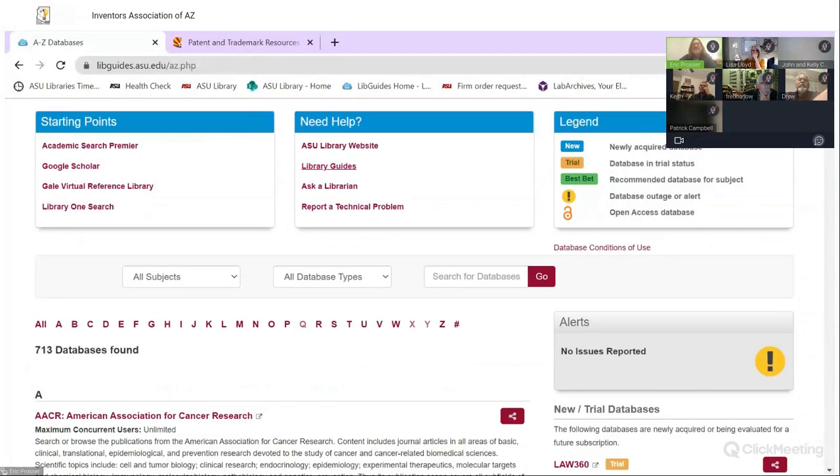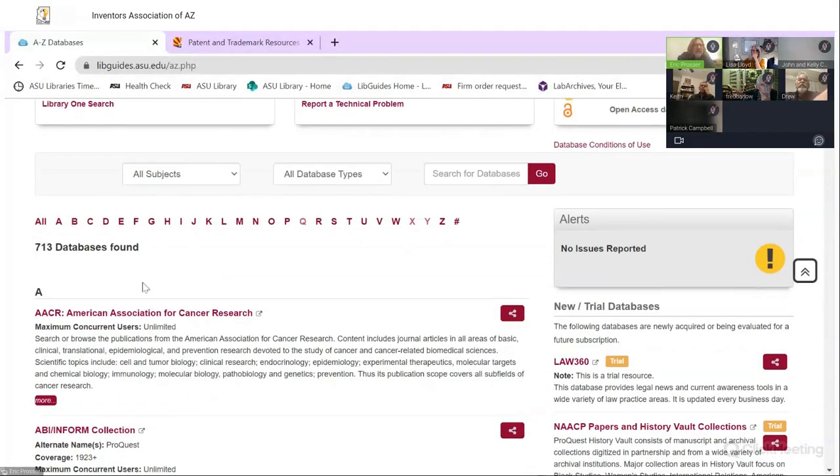If you notice, we've got 713 databases. This number changes regularly as we add or get rid of some due to lack of use. We're always assessing our subscription databases. In general, it tends to trend up over time. But one of the nice things we do is organize them by subject. So for us, we're going to go straight to the business and economic databases.